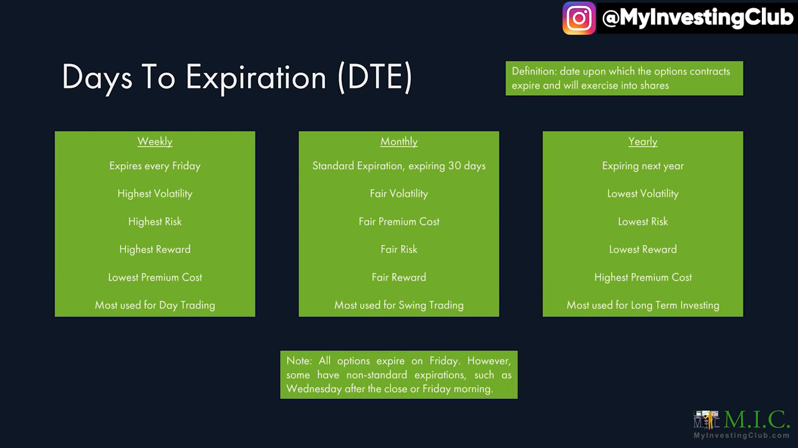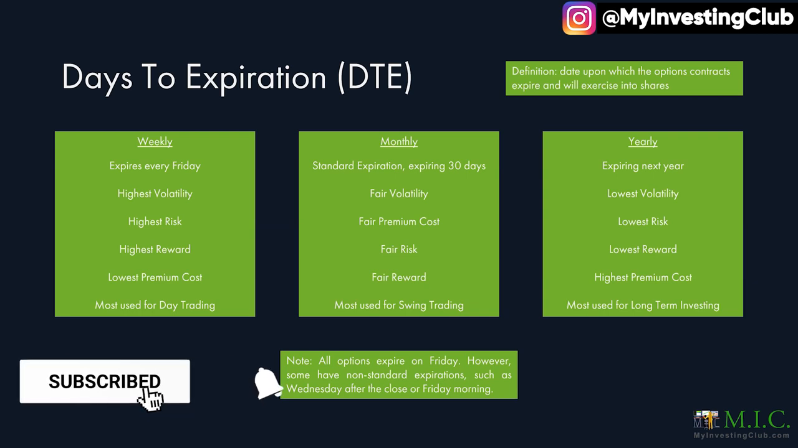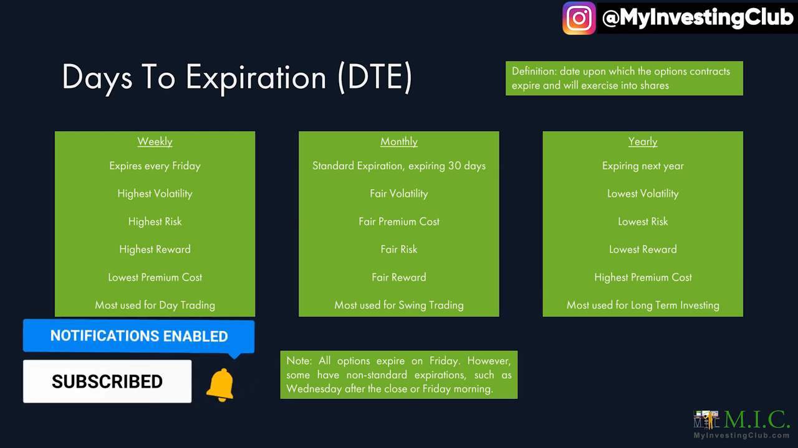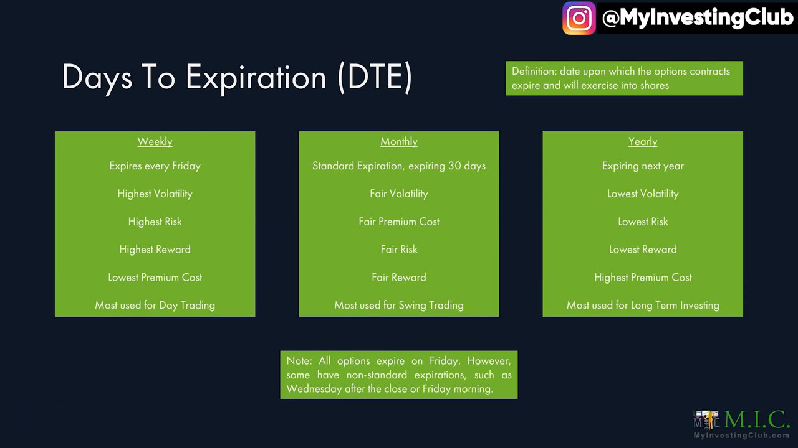Note, all options expire on Fridays, at the close on Fridays. However, some have non-standard expirations, such as Wednesdays after the close or Friday morning. This is very important to pay attention to so you don't get caught in an expired contract that goes flat, is out of the money, and all of a sudden you lose everything. This usually only applies to indices like the SPY, QQQs, and so on. Those will usually have the shorter term expirations.